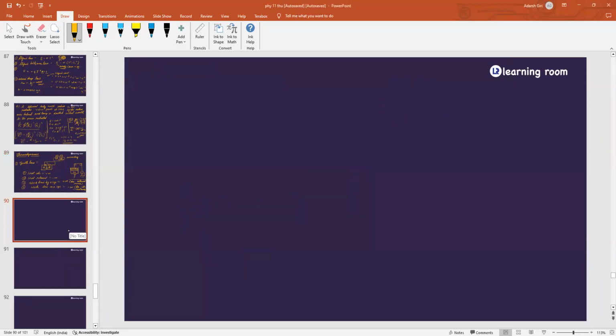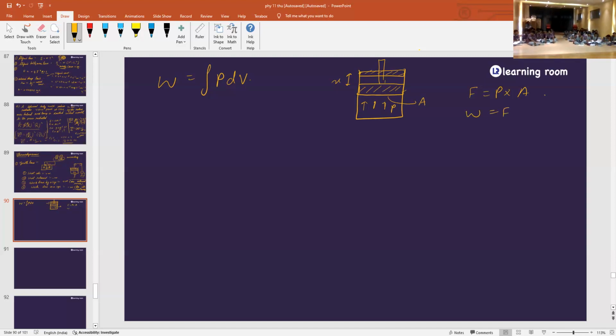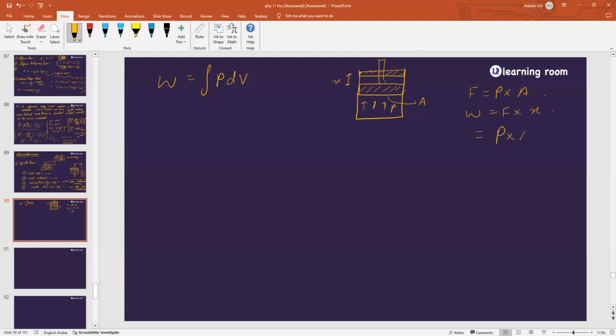Now see, work done is nothing but the integral of P dV. There is a short derivation. Let us say that by heating, we changed the piston's position by a length delta X, and the area of the piston is A, with pressure P. So what will the work done be? Force is pressure into area, and work done is force into displacement X. So can I write P into A into X?